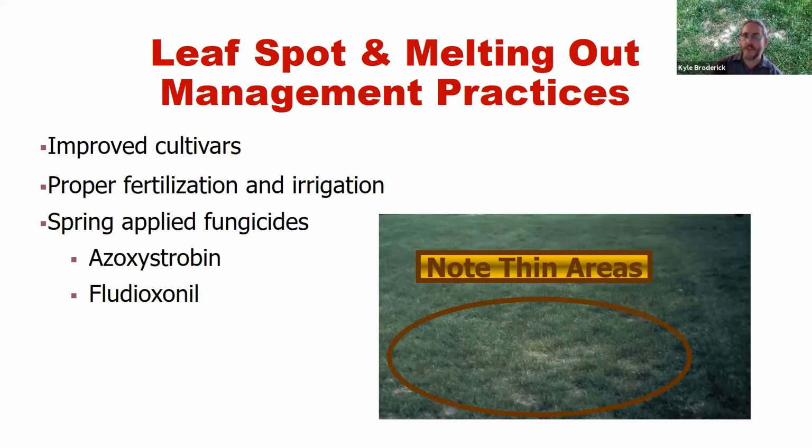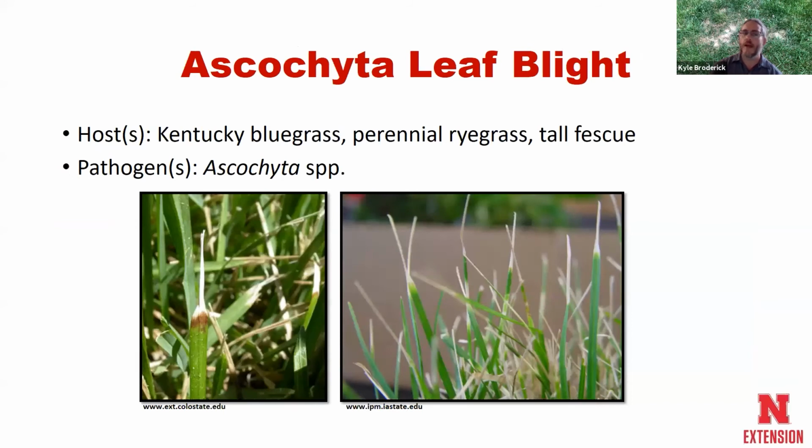Similar to the other diseases that I had mentioned, using improved cultivars is very important. Newer varieties tend to have some resistance. Make sure that we are fertilizing properly and irrigating properly. And again, if a fungicide is desired, applying one of our QoI fungicides, such as azoxystrobin, in the spring tends to be fairly effective for it.